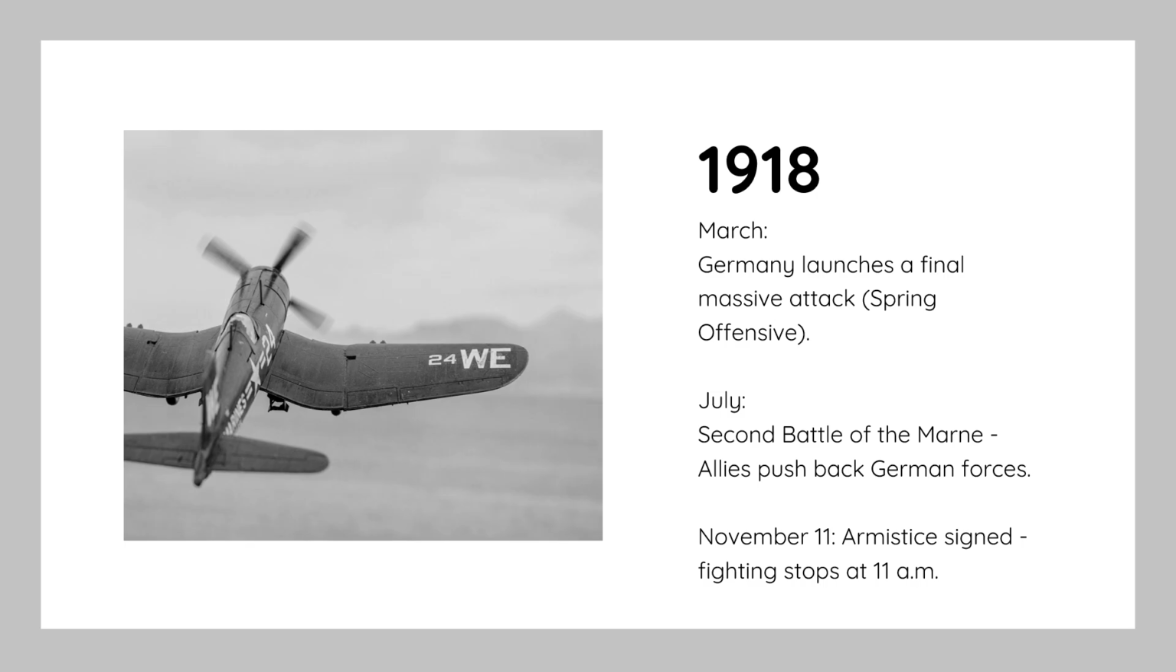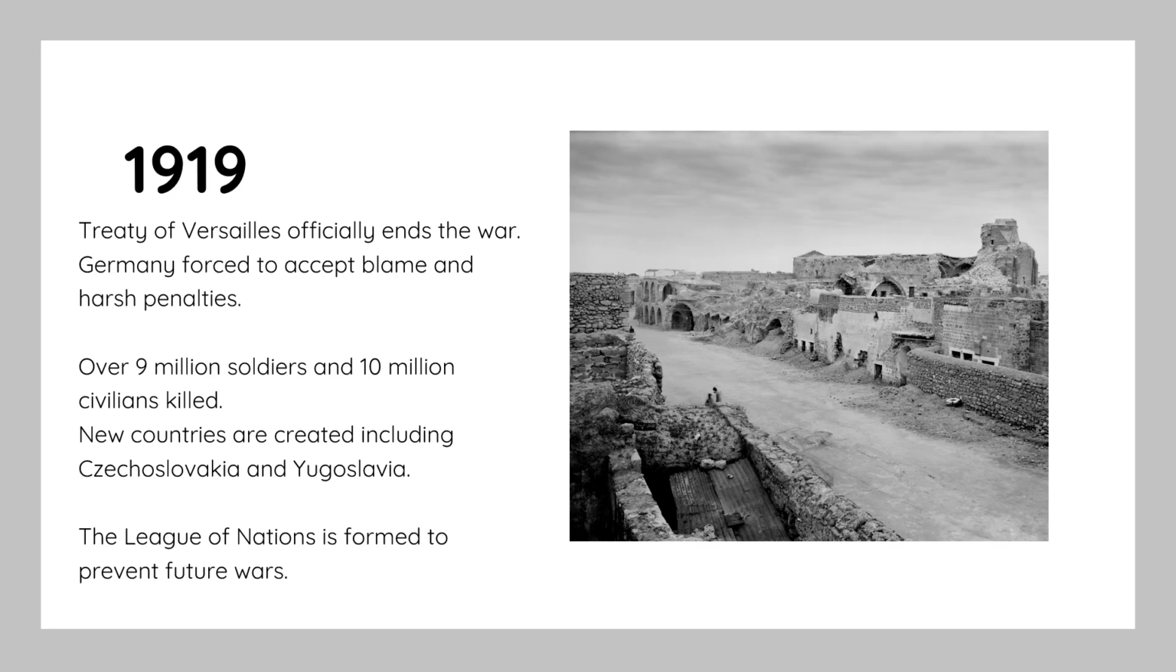The end was approaching in 1918 when Germany tried one last massive attack called the Spring Offensive. It didn't succeed. The Allies pushed back in battles like the Second Battle of the Marne. Finally, on November 11, 1918, an armistice was signed. The fighting stopped at exactly 11 a.m. The war officially ended in 1919 with the Treaty of Versailles.